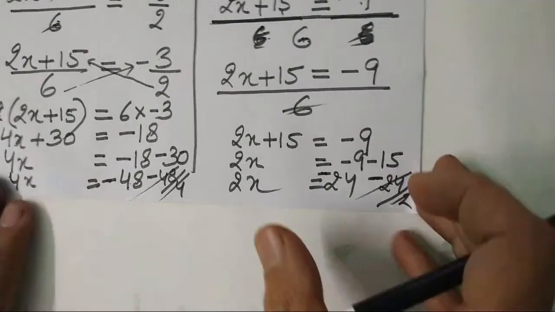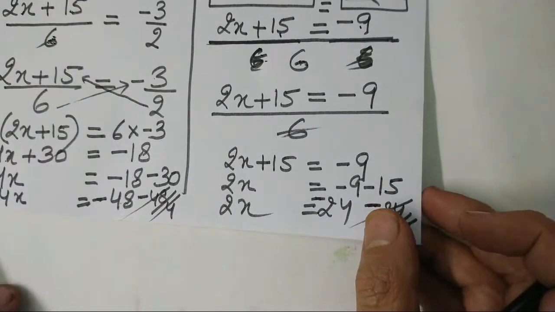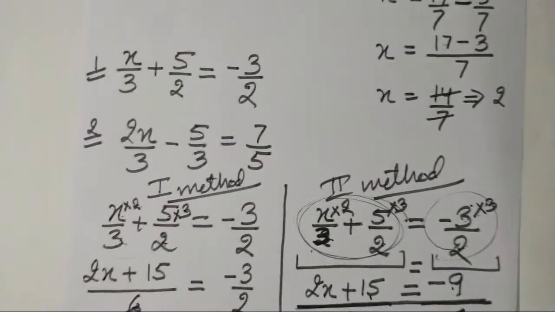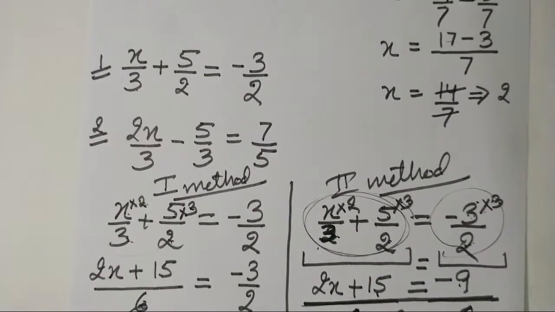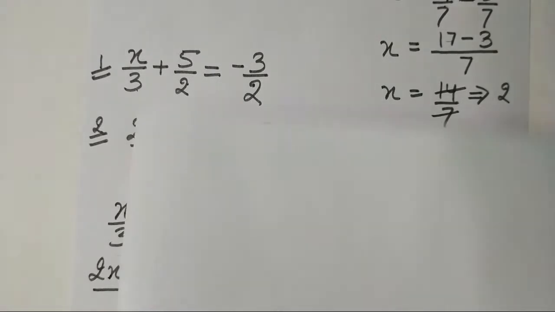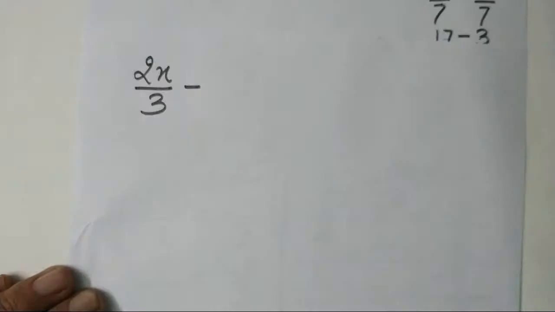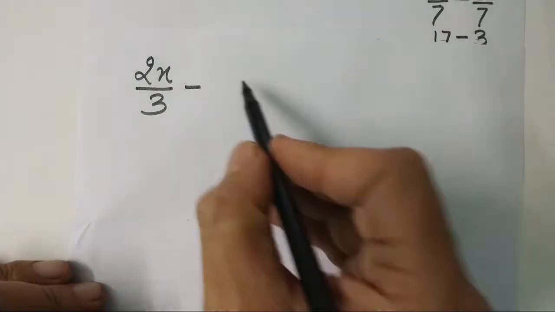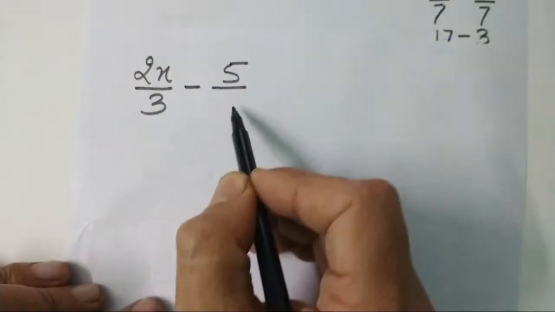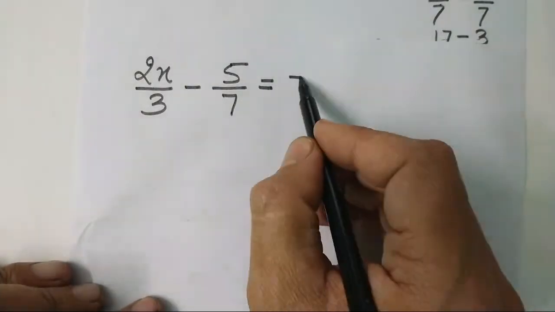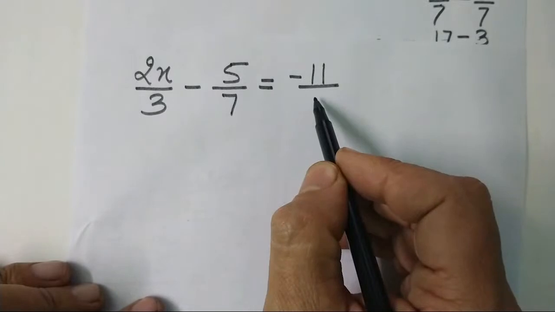So let's take one more question. 2x upon 3, question number 2, for better understanding. Or let's see, I will make another question. 2x upon 3. Let's take a bigger number. 2x upon 3 plus 5 upon 7 is equal to minus 11 upon 3.